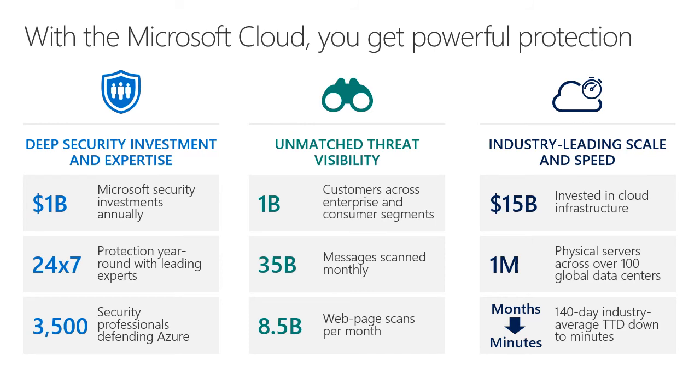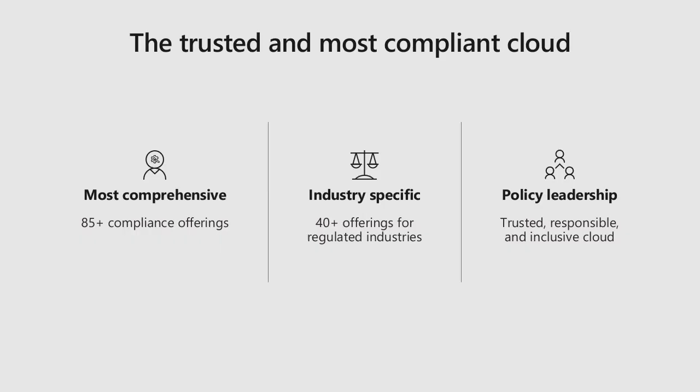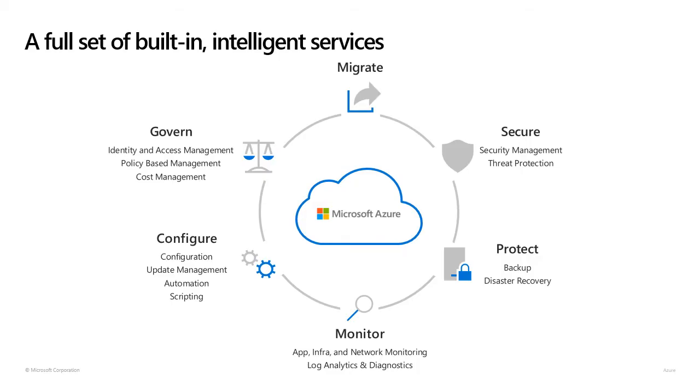So we get powerful protection. We have deep security investment and expertise, threat visibility, like I said, and we also lead the industry in building the scale and our capabilities over time. So we have evolved into one of the biggest security companies, if not the biggest security company in the entire world, because of the scope of the services that we provide to thousands upon thousands of organizations and millions of users across the world. So, as a summary, we are the most trusted and compliant cloud. We have over 85 compliance offerings. We have 40 plus offerings for regulated industry, and we also continue to provide guidance and partner with the world's regulatory bodies to ensure that cloud computing is safe and transparent.